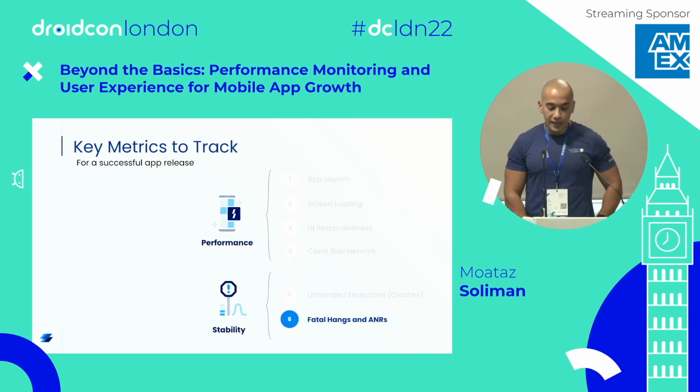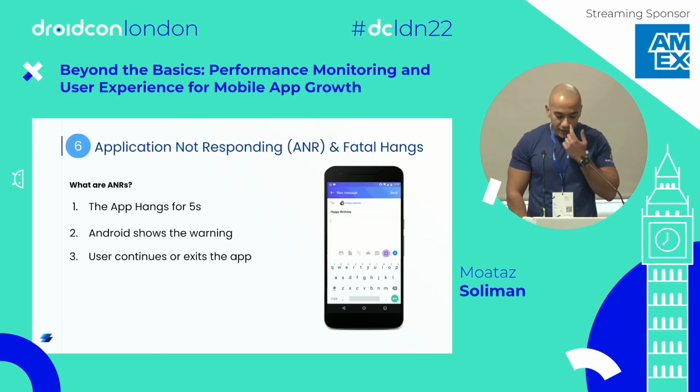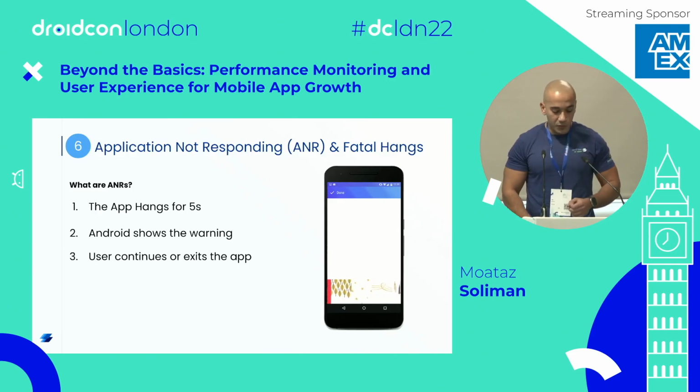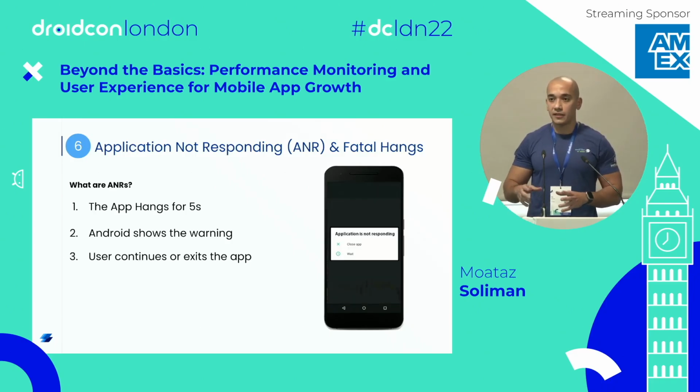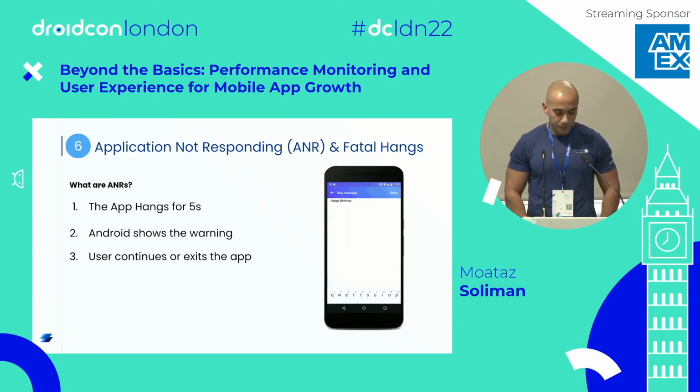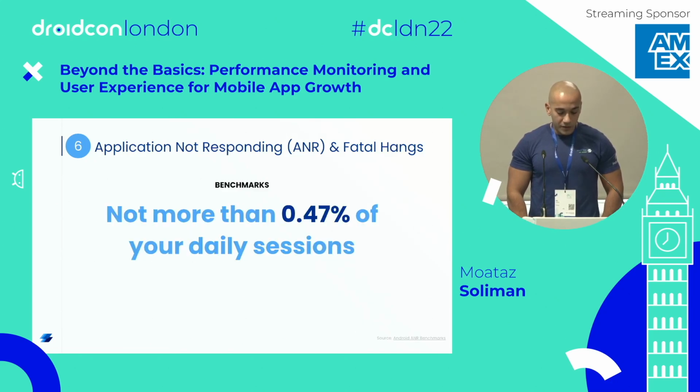Finally, there are the fatal hangs and the ANRs. ANRs are when the app is hanging for more than 5 seconds, when the UI thread is being blocked for more than 5 seconds, and then the OS shows a dialog for your users to kill the app. You should be aiming for no more than 0.47% ANRs in your daily sessions, and that's also recommended by Android Vitals. So if you're seeing more than that, then this is something that you need to look more into.